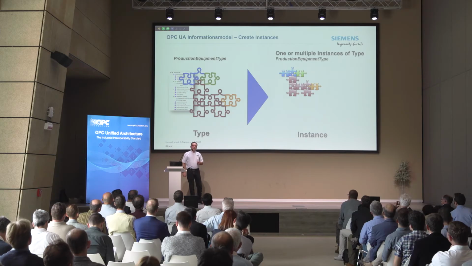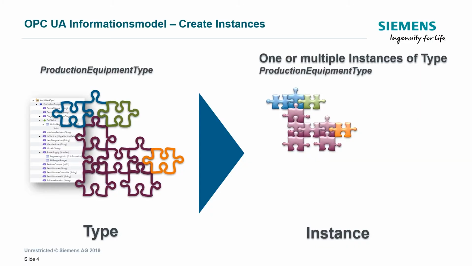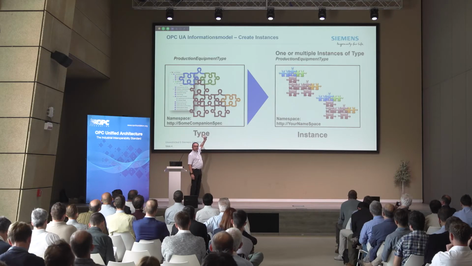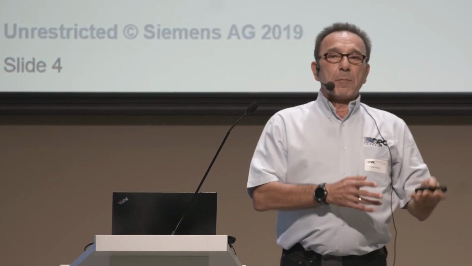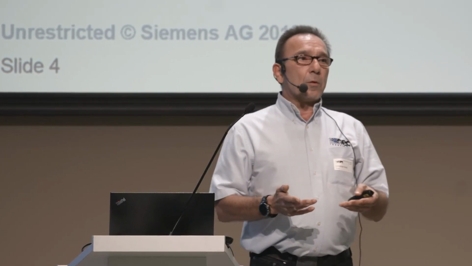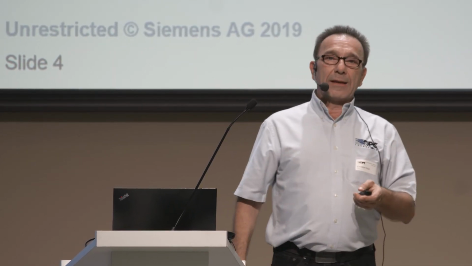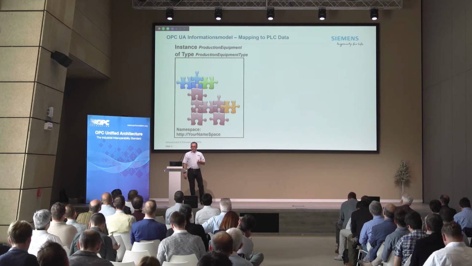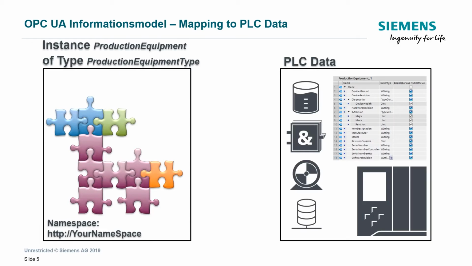And from the type, you can have one or multiple instances. Instances are always shown in the slides colored inside. And of course, you can have more of them. That means the type system usually follows the companion spec namespace, as it's called, and the instances follow your own company or whatever namespace you want. So usually you split that a little bit.